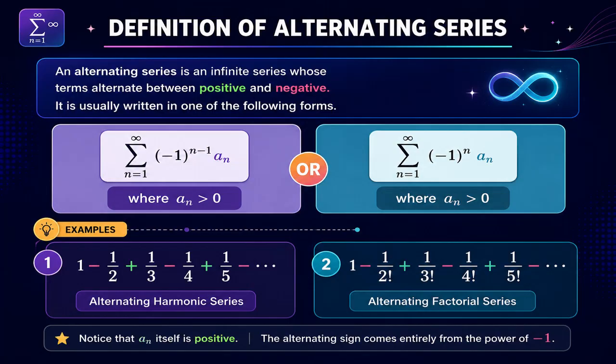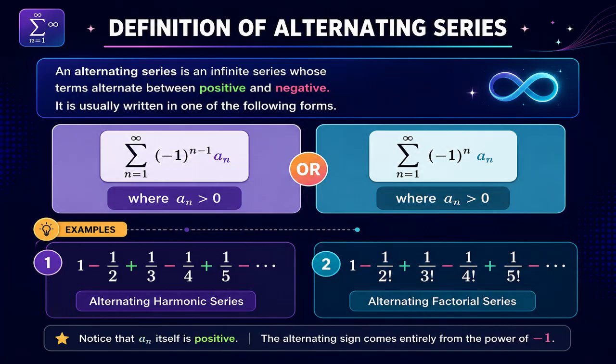Look at the famous example on the left side, the alternating harmonic series. Written out, it looks like this: 1 minus 1/2 plus 1/3 minus 1/4 plus 1/5 minus and so on. Alternating series are extremely important because these shifting signs can completely change how a series behaves. For example, we already know that the standard harmonic series diverges, but the moment we alternate the signs, the series converges.